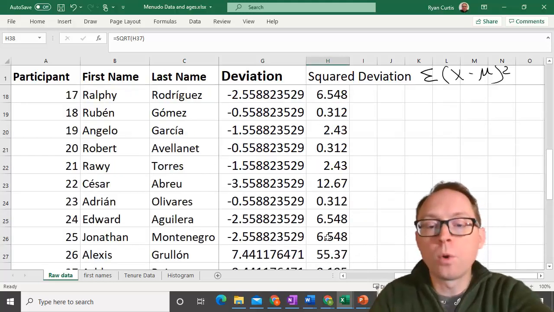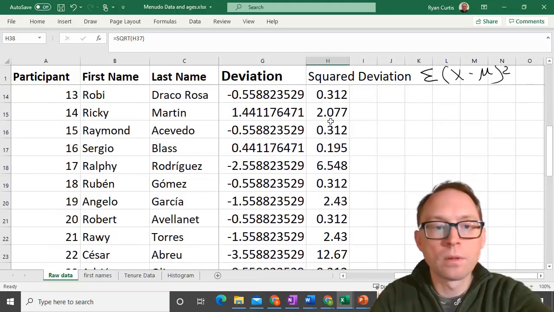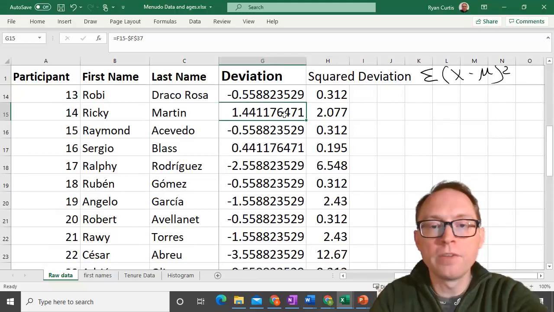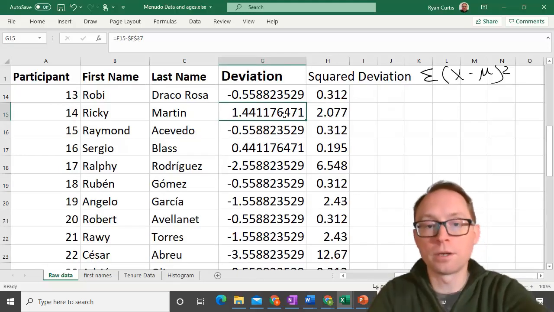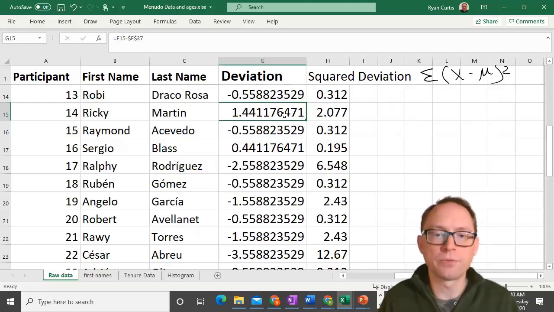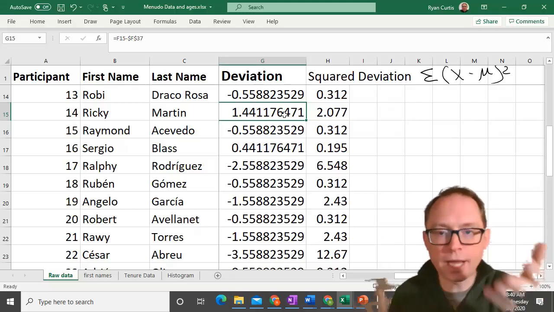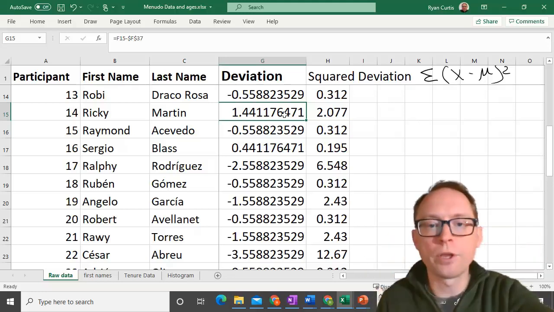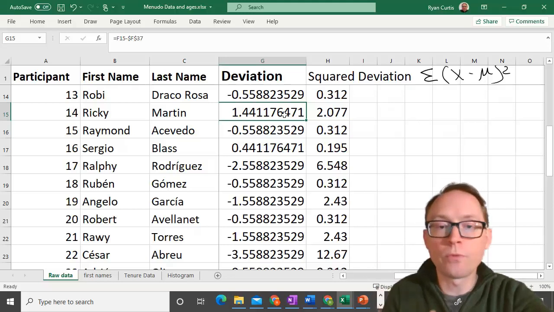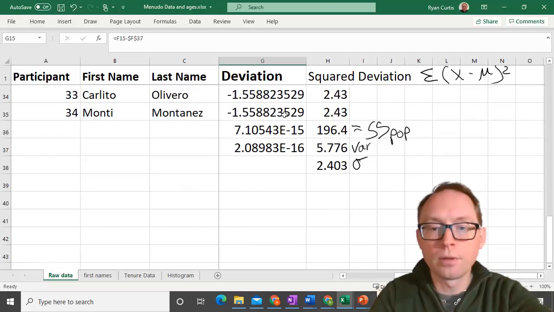Ricky Martin had 1.4, where is he? There he is. Ricky Martin had a deviation of 1.44 years. So his deviation is less than the standard deviation. But what if we want to compare things that are very different from each other, right? What if instead of talking about this in years, which is exactly what we've been doing? He deviates 1.44 years from the mean. The standard amount of deviation is 2.40 years above the mean.